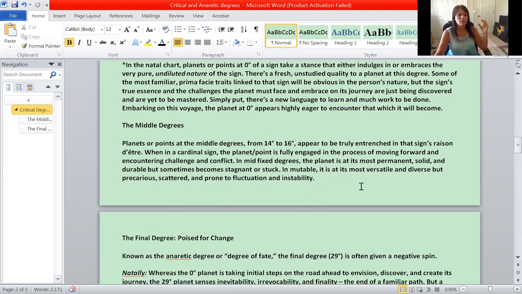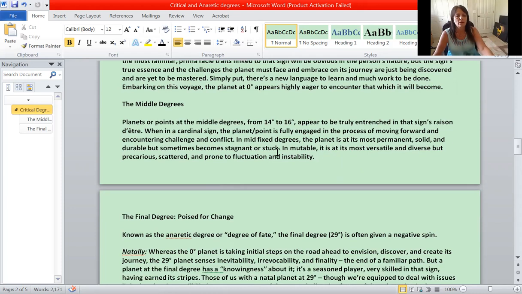So if it's a cardinal area, then it could start to slow it down. Cardinals want to move and get things going, and then it could slow it down a little bit. If it's a fixed area, it's more fixed, so it could also become more stagnant and stuck. And then the mutable, it could help maybe ground it because it's so scattered.